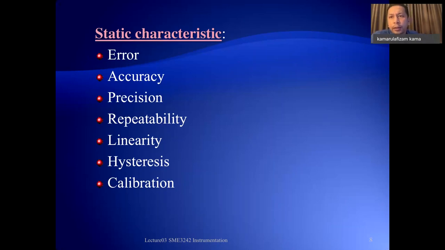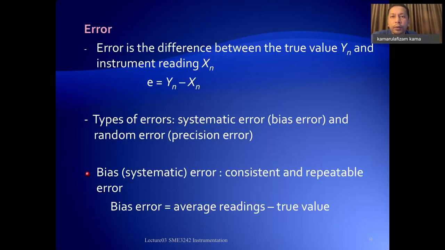Once you plug in the system and power on, you will observe these 7 characteristics of the system. The first one is the error. Of course, you know the error is the difference between the true value and the instrumentation reading. From the operational characteristic, when you plug in the sensor and give in 5 volt, the system would give you a 5 volt reading.